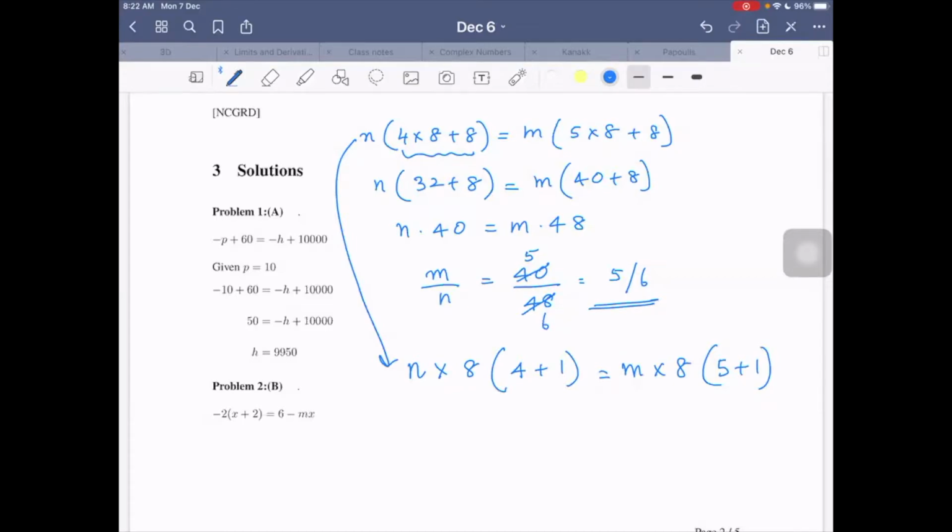So 8 gets cancelled right away. 8 gets cancelled on both sides. And you're ready with the answer. That's pretty cool, right? So your m by n will be, as usual, 5 divided by 6. This is 4 plus 1 and this is 5 plus 1. Got it?